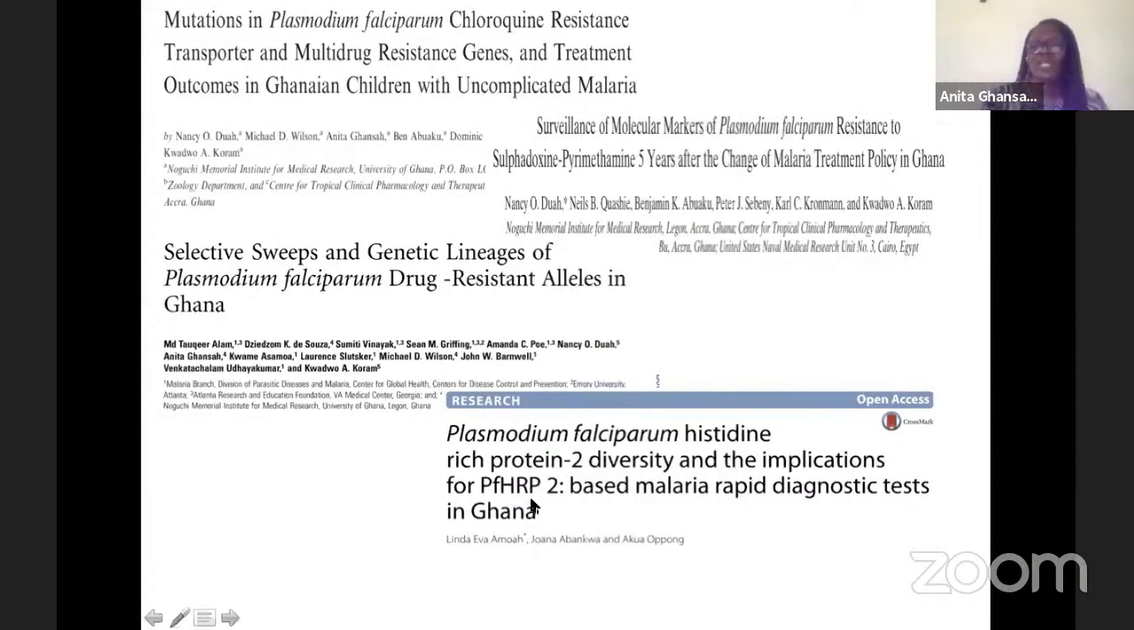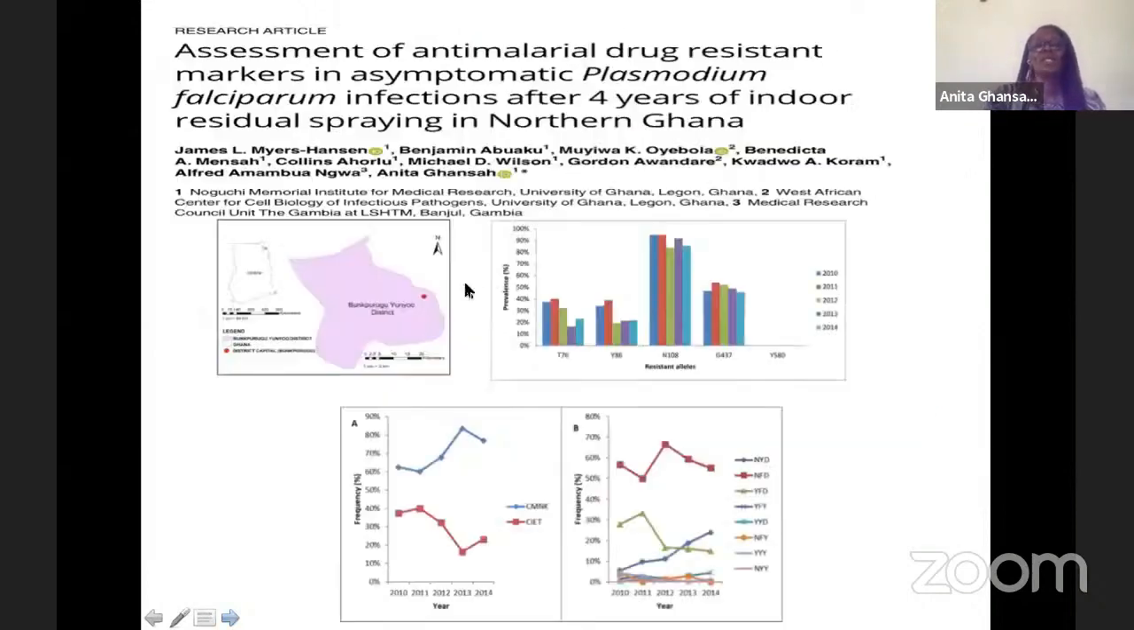We are also tracking the frequency of the deletion in the rapid diagnostic kits gene in our population, and we are looking for new genes for diagnosis. And then this is an example of a study that is monitoring the effect of a vector control intervention, that is, indoor residual spraying in northern Ghana, and its effect on the resistance of the malaria parasite after a period of spraying.